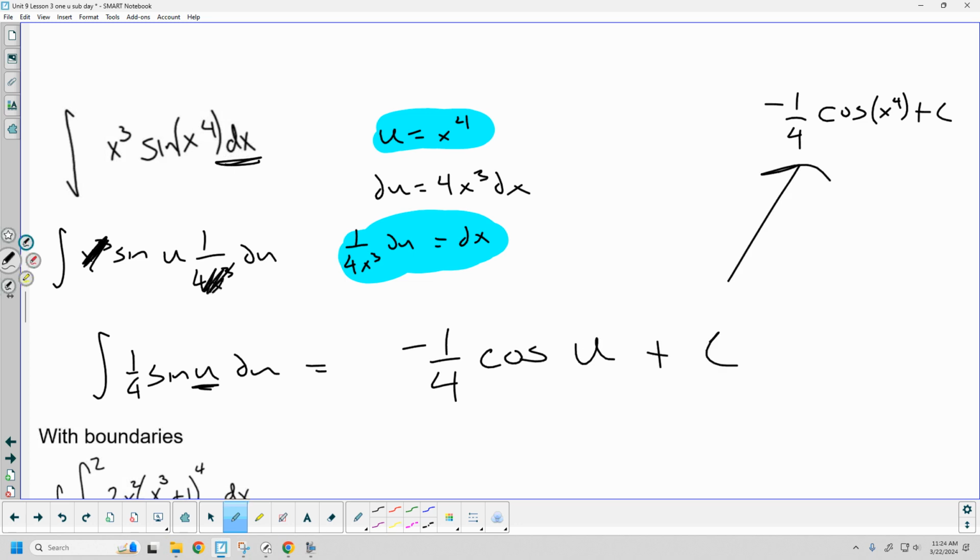You didn't undo u's derivative. You have u's derivative. This is u's derivative. It needs to be undone. It's like we need to divide by that 1/4 x cubed, just like we've divided by the 1/3 and stuff like that, or multiplied by the 1/3.